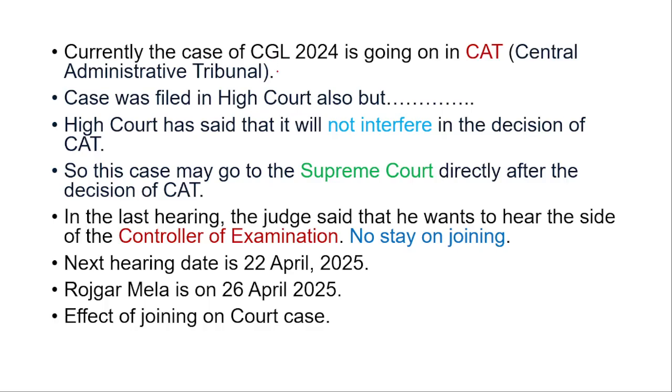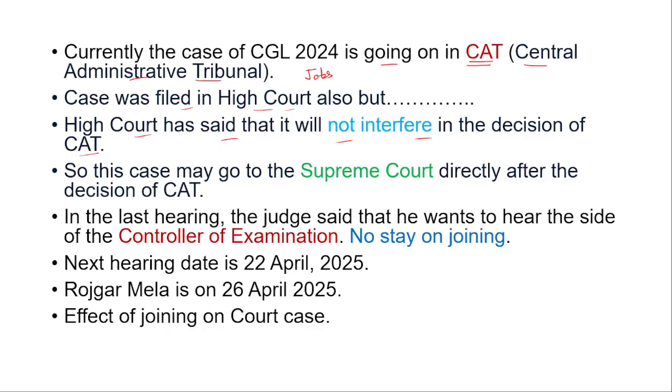Currently the case is going on in CAT. CAT means Central Administrative Tribunal. Now what is this CAT? CAT is a court which deals with central government jobs. It deals with problems like recruitment or any other problems related to central government jobs. The case was also filed in the High Court, but this time the High Court has said that it will not interfere in the decision of CAT.